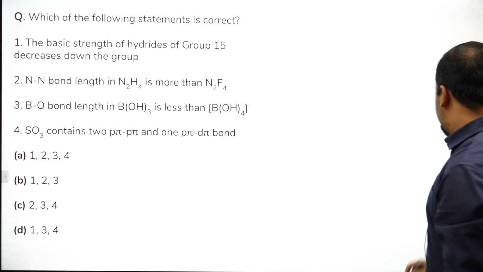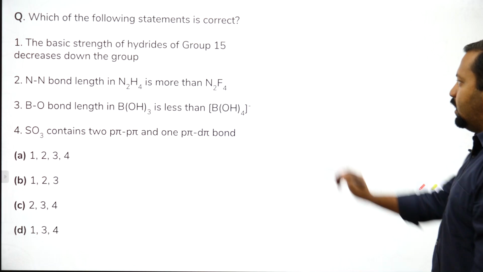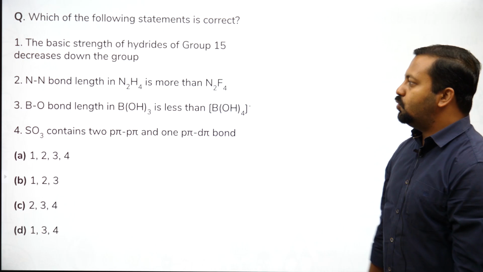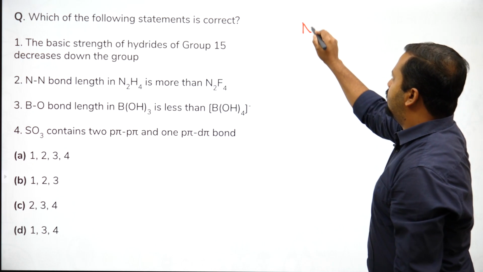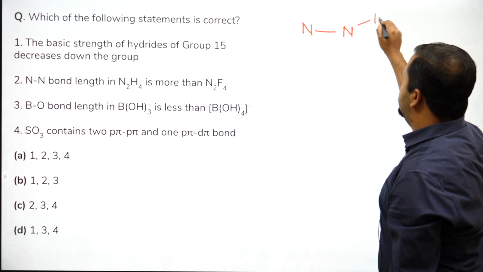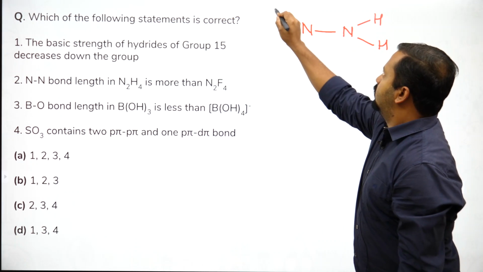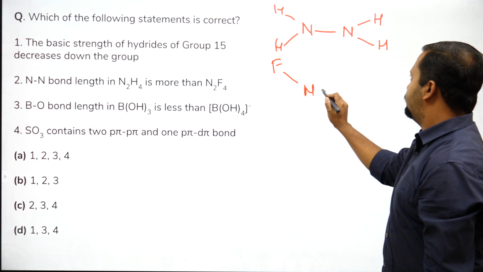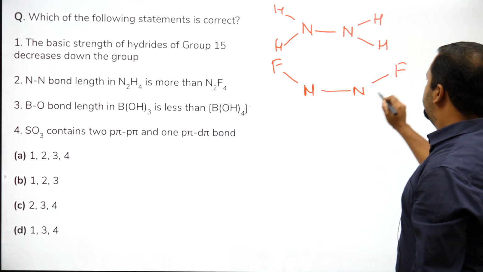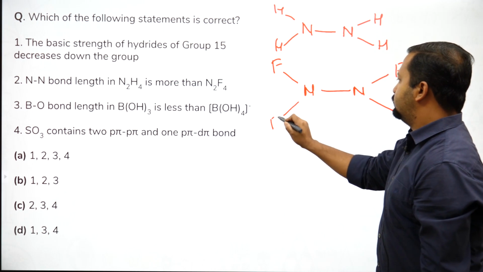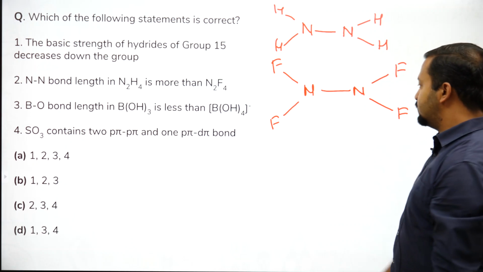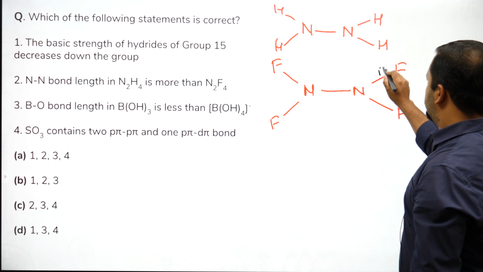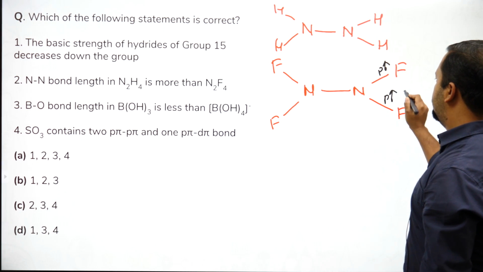The next statement is: N-N bond length in N2H4 is more than N2F4. This is very easy to analyze. ये हमने अभी काफी समय से कंसेप्ट को समझ रहे हैं. N F N F. Central atom, host; peripheral atoms, guests. So what does fluorine require? Give me all the electrons. So central atom will increase the p character over here.